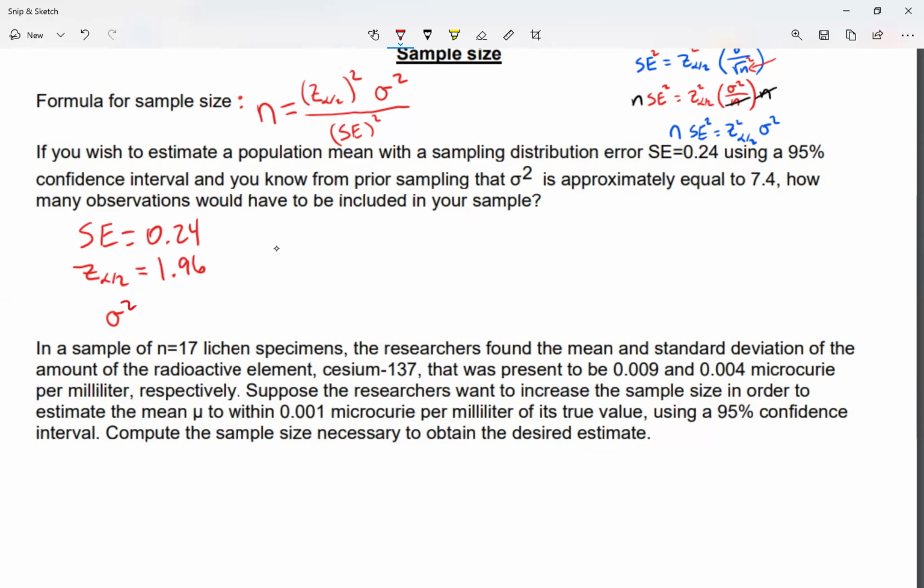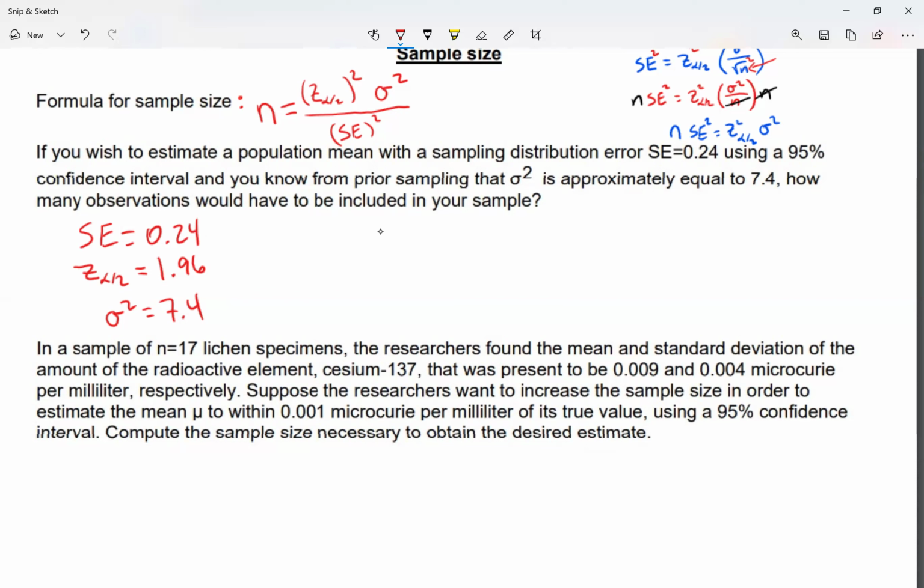My standard deviation squared is 7.4. Keep in mind, let me just emphasize, my sample error is not squared. 0.24 is not squared. My z-score is not squared, but my standard deviation here is. Okay. How many observations will have to be included in your sample?